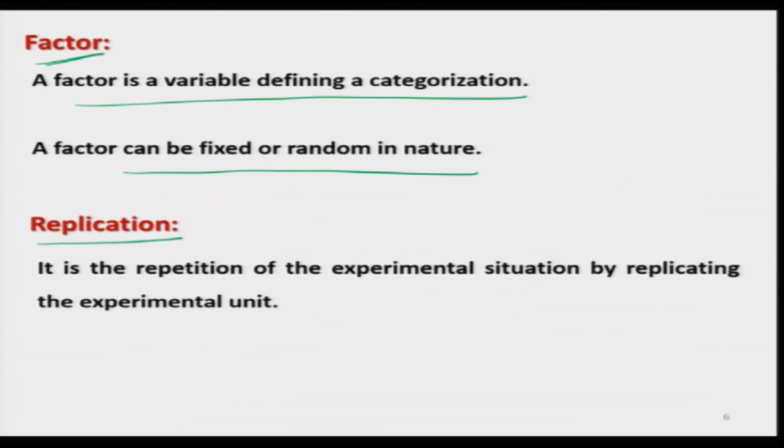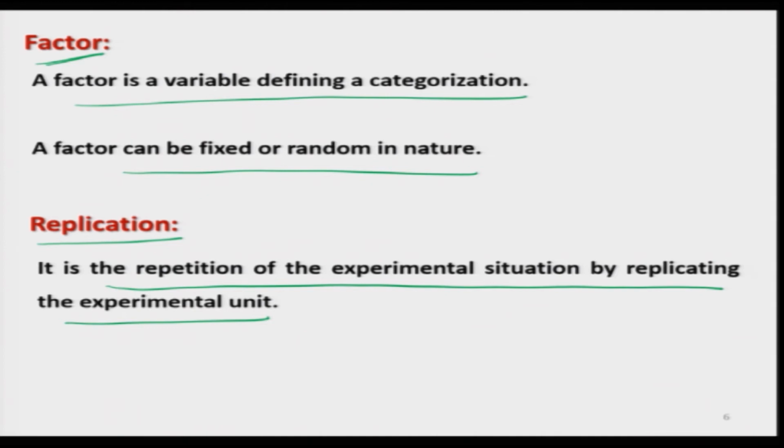What is this? It is simply the repetition of the experimental situation by replicating the experimental unit. For example, when you are trying to give say 1 tablet to a group of people, you are trying to give the same treatment, that is 1 tablet, to more than 1 patient. In simple words, you are trying to repeat the experiment of giving 1 tablet to a patient a certain number of times, and that number is the same as the total number of patients to whom you are giving the tablet.